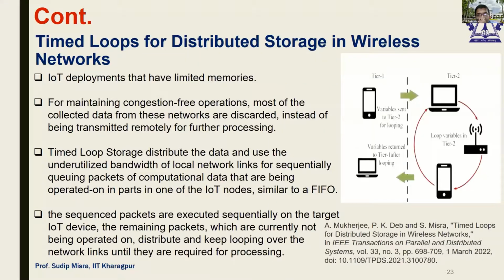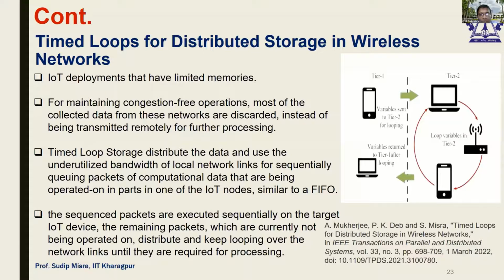Another work which got recently published in IEEE Transactions on Parallel and Distributed Systems is about how you handle data from IoT devices which are redundant in nature. If you are talking about IoT deployments, IoT devices themselves have very limited memories. For maintaining congestion-free operations, mostly what happens is that many of the data collected from these networks are discarded instead of being transmitted remotely for further processing, particularly if there is repetition. So you discard a chunk of the data in order to save certain network bandwidth.